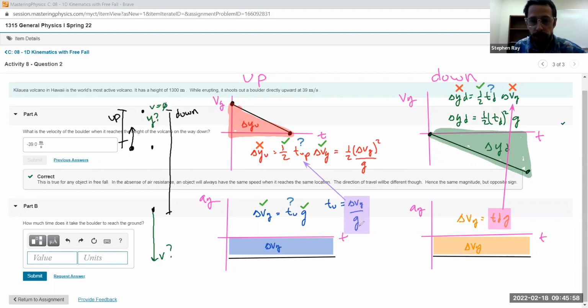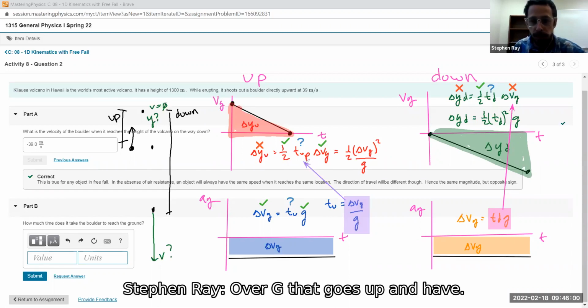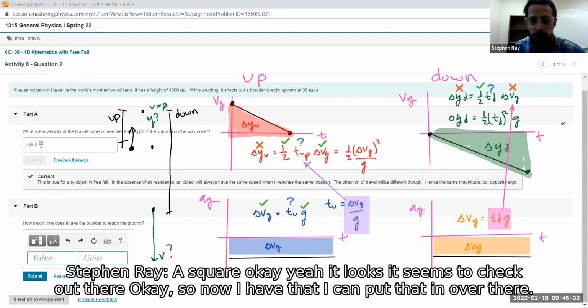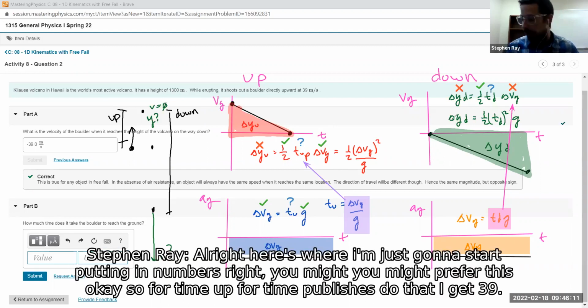Vy over g, that goes up 1/2 delta vy squared. Okay, yeah, everything seems to check out there. Okay, so now that I have that, I can plug that in over there. All right, so here's where I'm just going to start putting in numbers, right? You might prefer this.